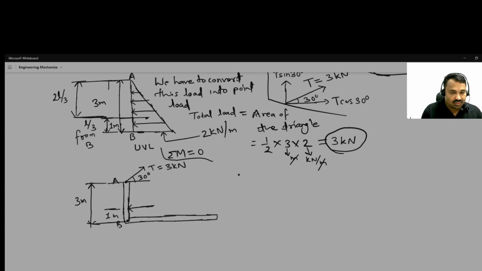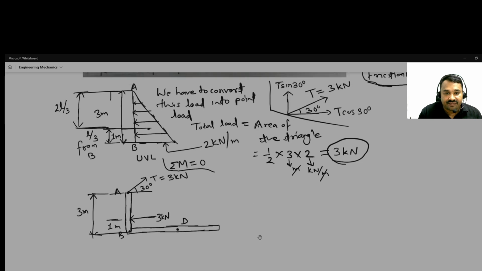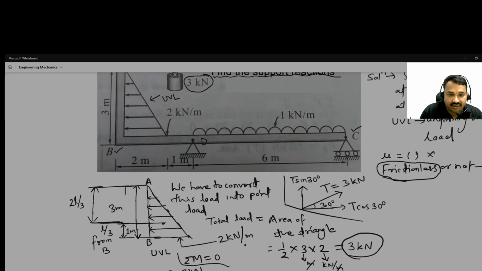Okay, so here we have to show the total load of this UVL. So it is what? It is 3 kilonewton. Okay, and at D there is a hinge, you can see at D there is a hinge.